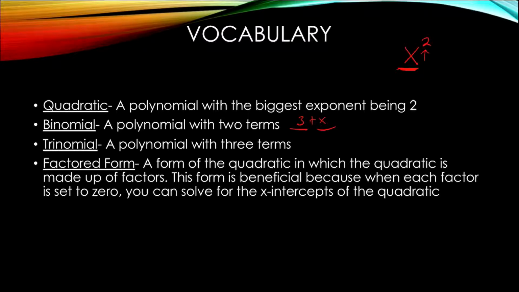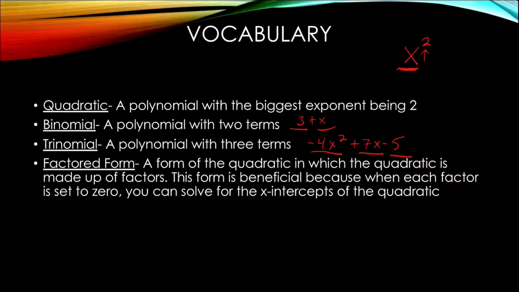A trinomial is a polynomial with three terms. It would be something like this. Negative 4x squared plus 7x minus 5. I have 1, 2, 3 terms. Remember, terms are separated by addition and subtraction.